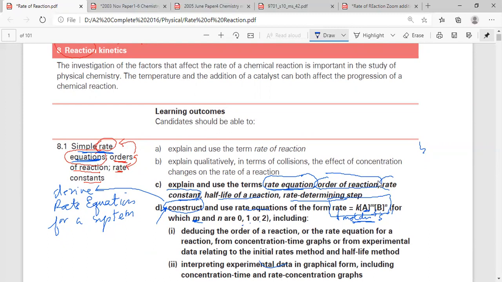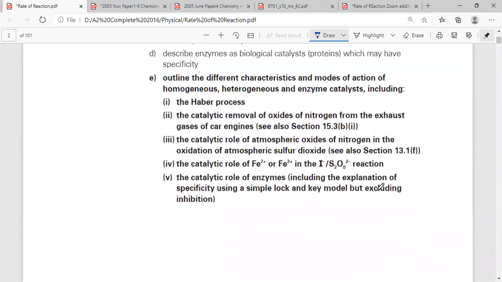We determine the order of a rate equation in the form of a concentration-time graph, which we do now. From experimental data, we refer to the initial rate, which here also means the initial concentration. Very important terms: initial. So now let's go further.